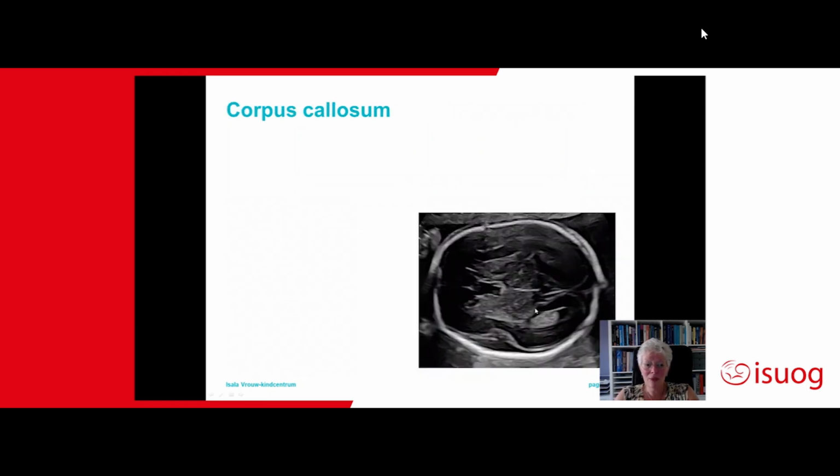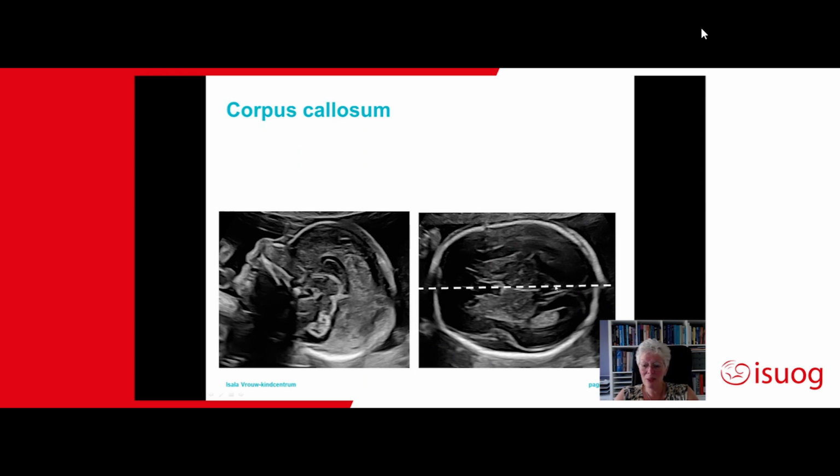So if we want to look at the corpus callosum, we have to make this mid-sagittal view. Because we know that if there is a cavum septum, there should be a corpus callosum, but you're not sure if the corpus callosum is completely there. If you have a partial agenesis, mostly the last part of the corpus callosum is missing. So if you want to see if there is no partial agenesis, you do have to make this mid-sagittal view, where you can see the corpus callosum over here with the cavum septum over there.